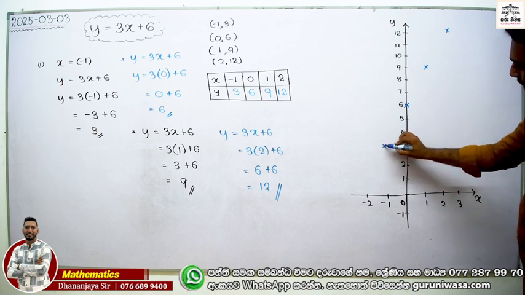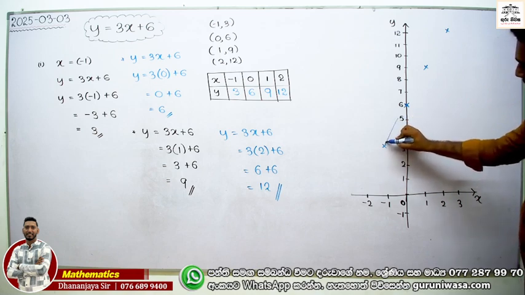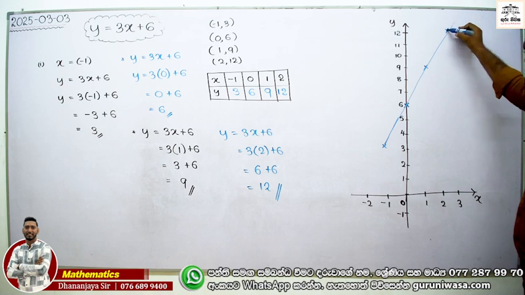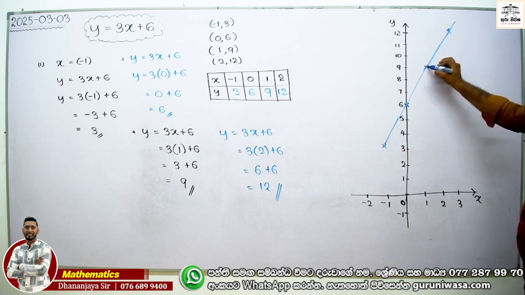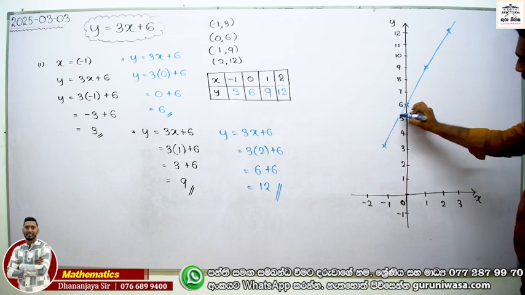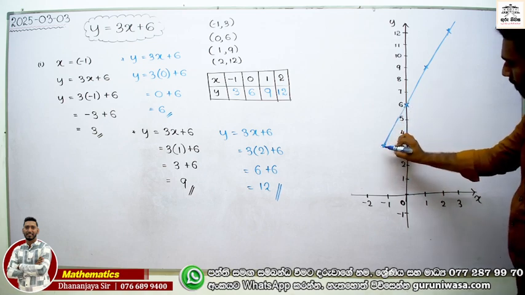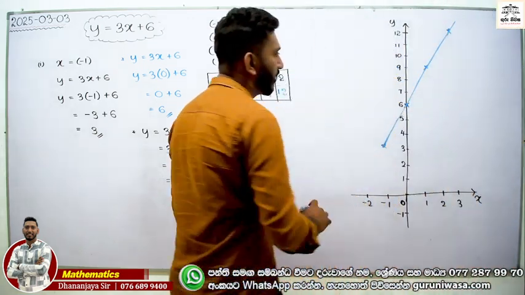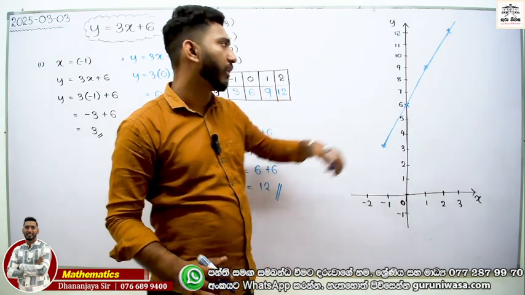Now this one is like a straight line. Look at that. The intersection point is 6. We call it the intercept point.